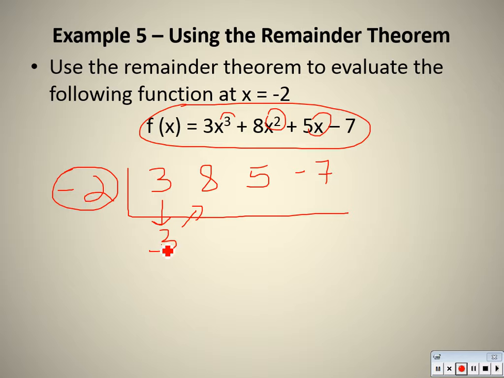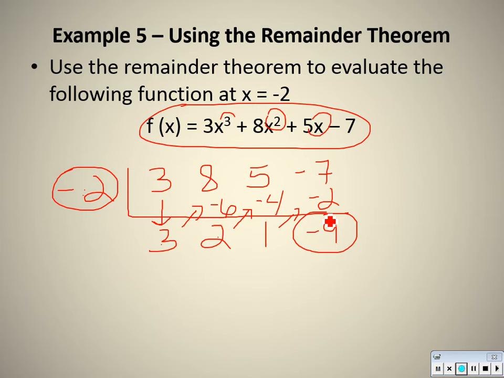So if I start off by dropping the 3, and then I'm going to multiply here -2 times 3, and I get -6. And when I add those together, I get +2. And then when I multiply again, -2 times +2, I get -4. When I add those together, I get +1. And then finally, when I multiply -2 times +1, I get -2. And when I add those together, I get -9. And that's the answer for this particular problem here.